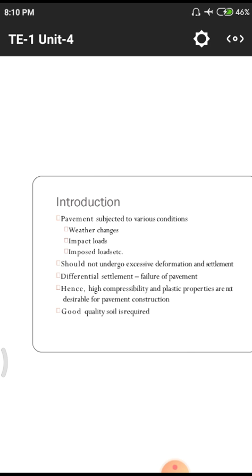Okay, first of all, we have to observe what factors and things are involved in pavement design. First of all, there is a point: the pavement is subjected to various conditions. Conditions means different areas have different conditions. Normally in the Himalayas there may be cold climates, so due to those cold climates we have to design roads for that purpose. In the middle of India we have a huge amount of heat, so we have to design according to the temperature.